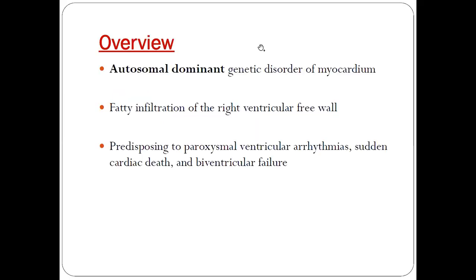It is an autosomal dominant condition, and basically what happens in arrhythmogenic right ventricular cardiomyopathy is fatty infiltration of the right ventricular free wall. Wherever the right ventricular wall should normally contain myocytes, fat gets deposited in that myocardial tissue. Because of this fat infiltration, it predisposes to ventricular arrhythmias, sudden cardiac death, and biventricular failure, because the fatty infiltration can be a site for induction of arrhythmias.